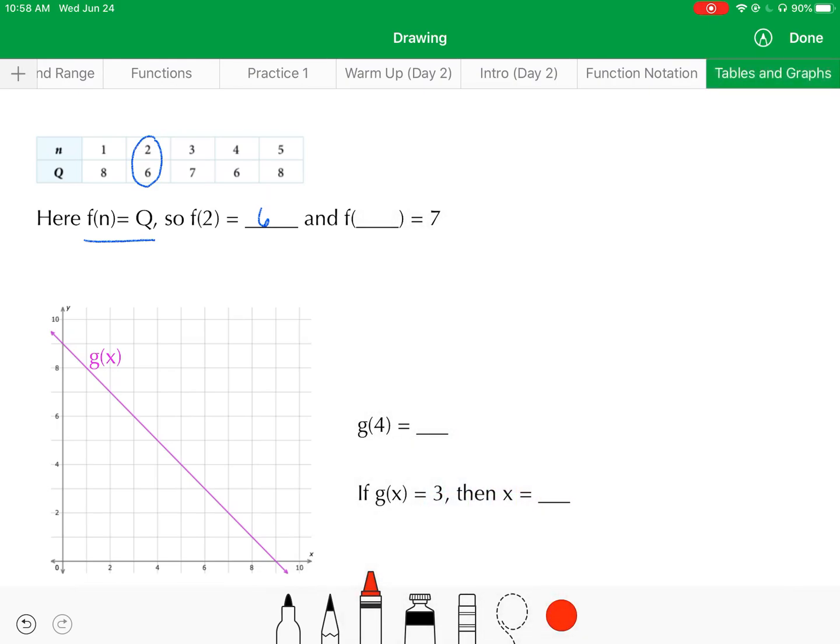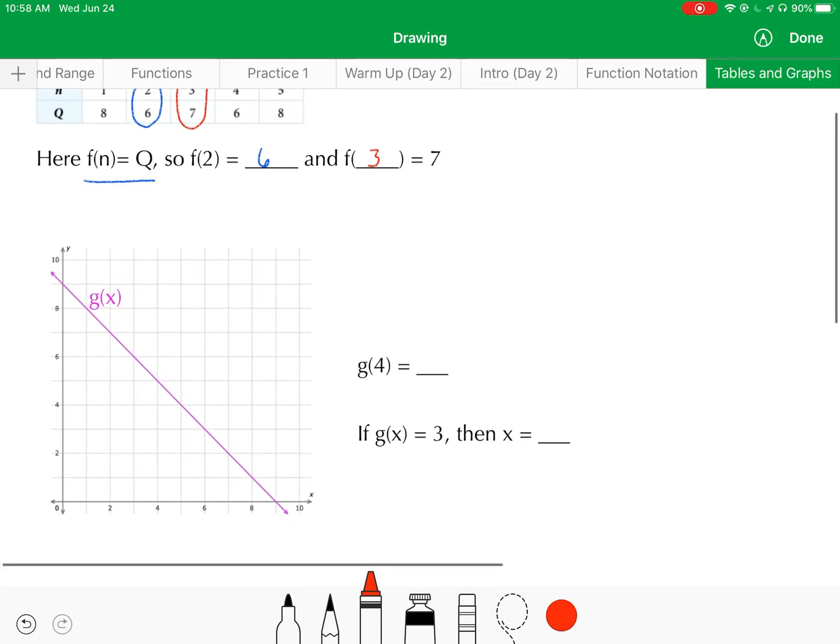Next, I want to know f of what number equals 7. So here, the 7 represents a q value. In the table, the only correspondence where q is 7 is right there. See how it's pairing up with an n value of 3. That means f of 3 equals 7.